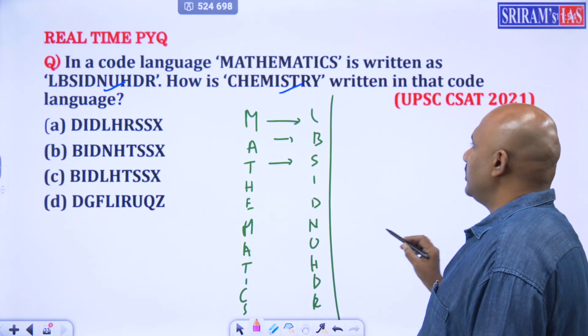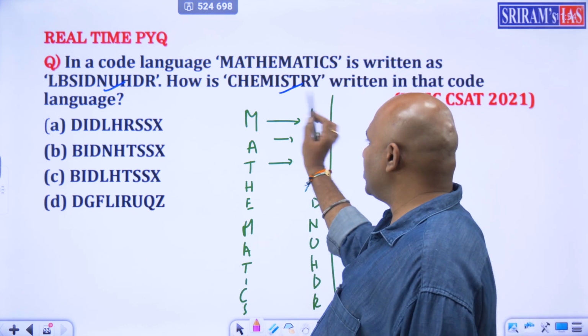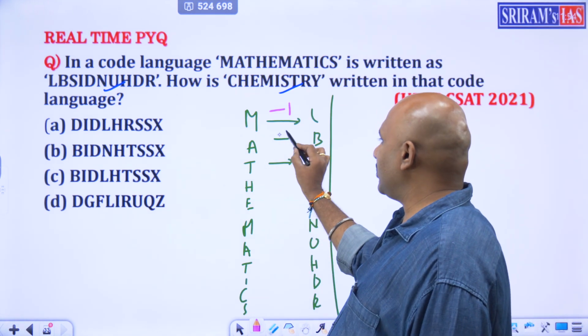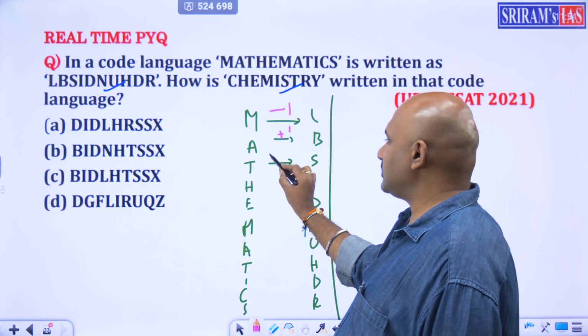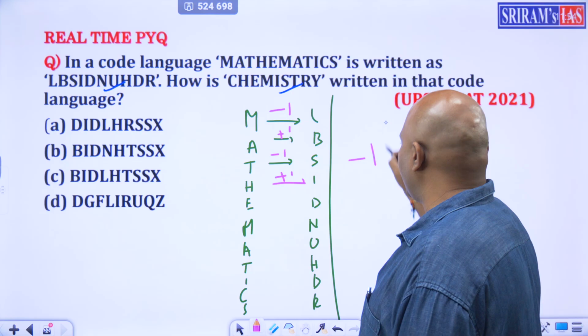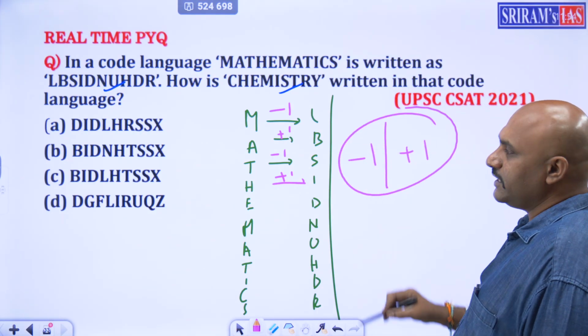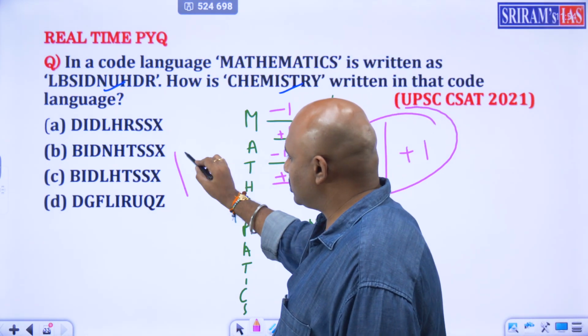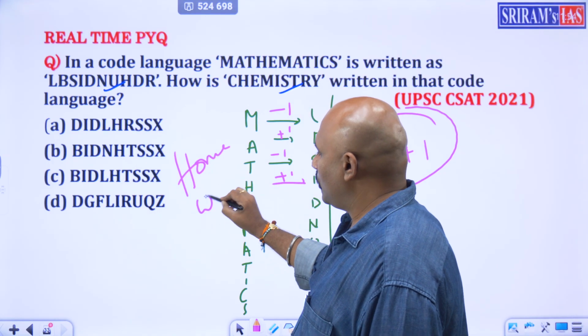So if you observe M, K, L, M. So L is before M, so minus 1. After A, B, plus 1. T, S, minus 1. So this should be plus 1. So minus 1. So this is a sequence of minus 1 then plus 1. This is the sequence. So based on this, this will be your homework problem.